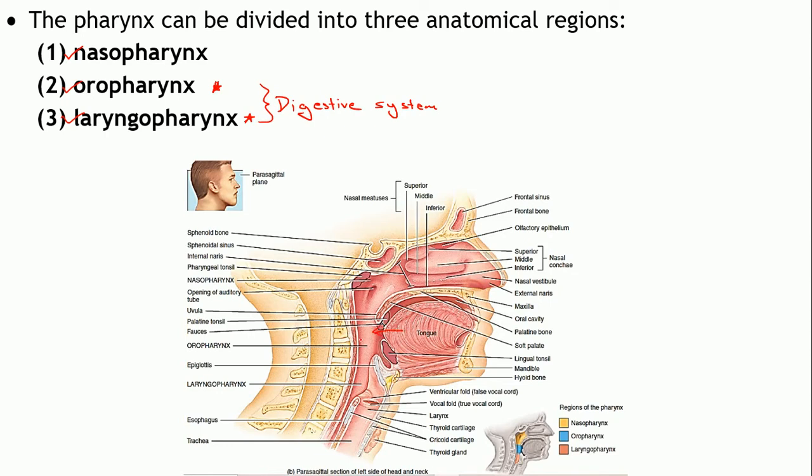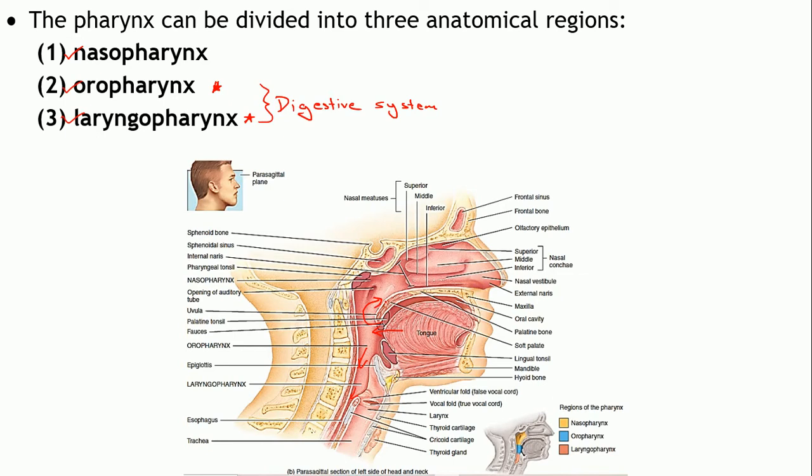It is known as oropharynx because it is associated with the oral cavity. So it will enter into the oropharynx. From here it will go into the laryngopharynx. This part is associated with the larynx, that's why it is called laryngopharynx, and from here it will move into the esophagus.